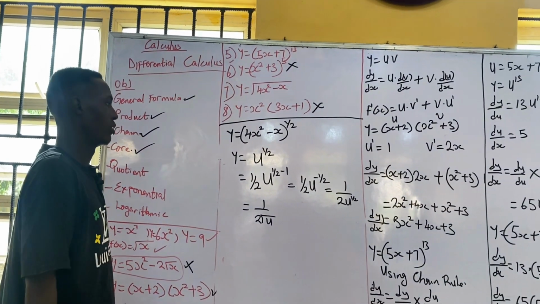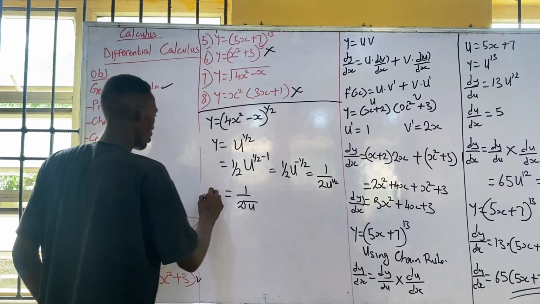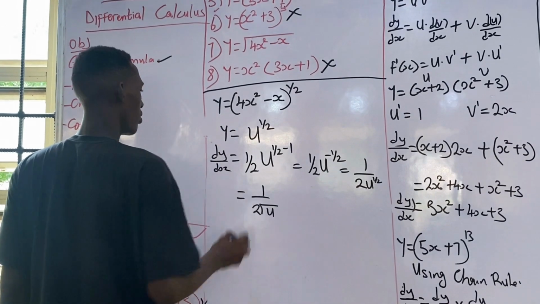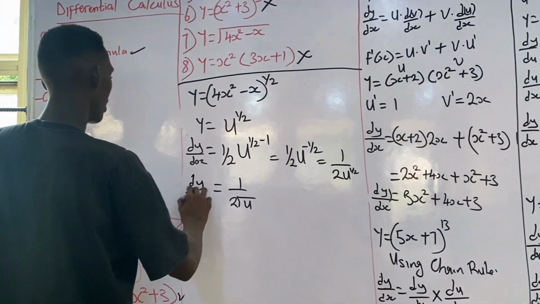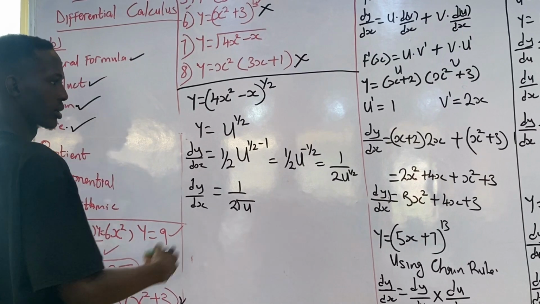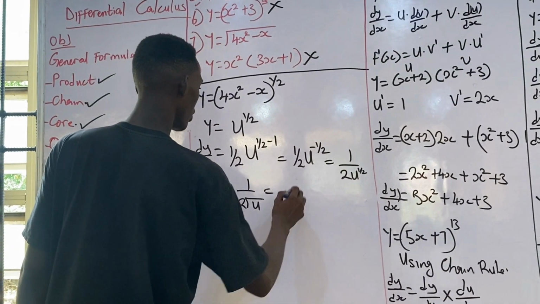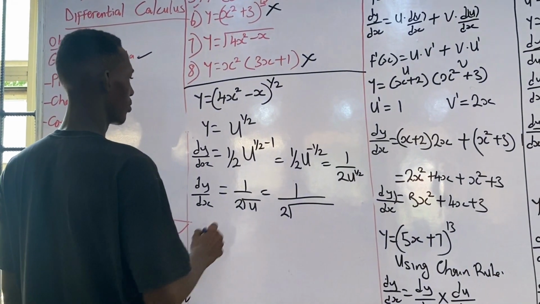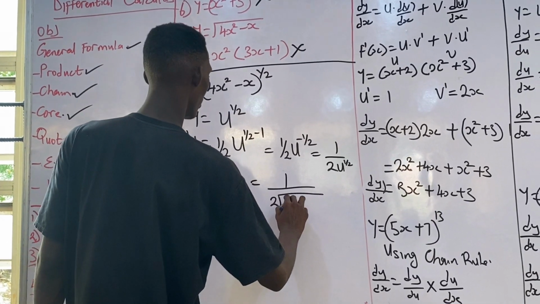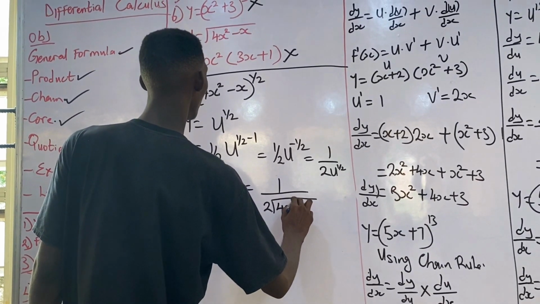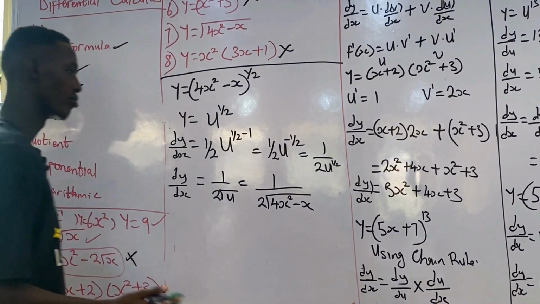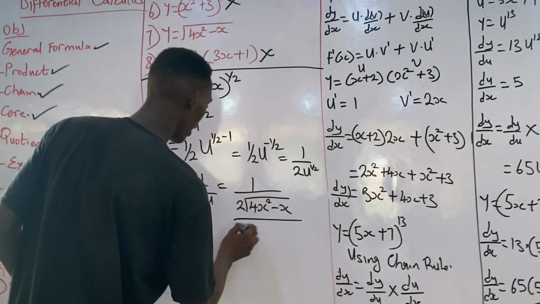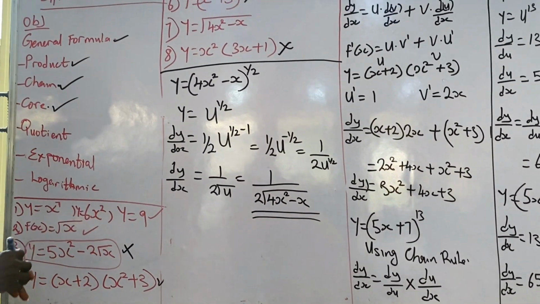Can you see? Once you are done, then you can just move on. Remember, this is our dy over dx. Then after doing that, you can now expand. 2 root of 4x squared minus x. It's as simple as that. You can leave this as our final answer. Are you with me?